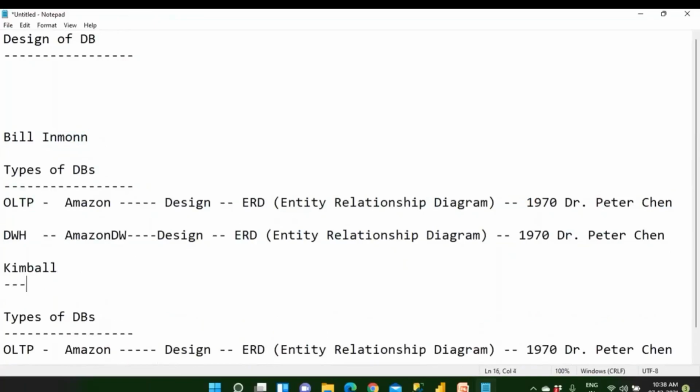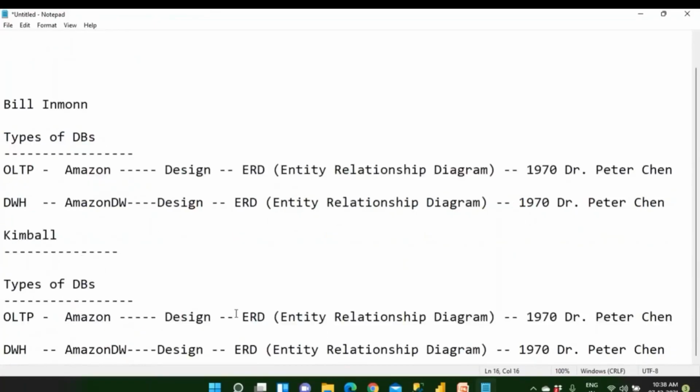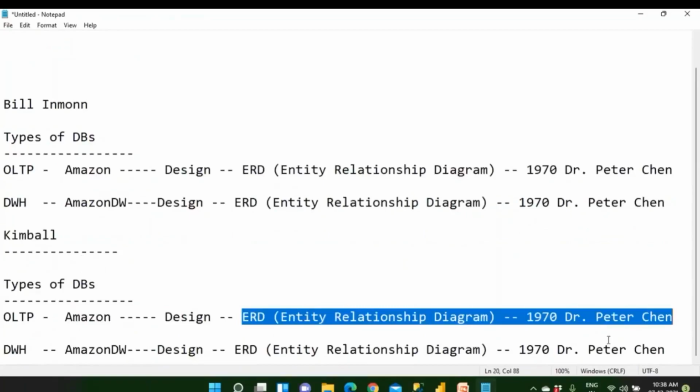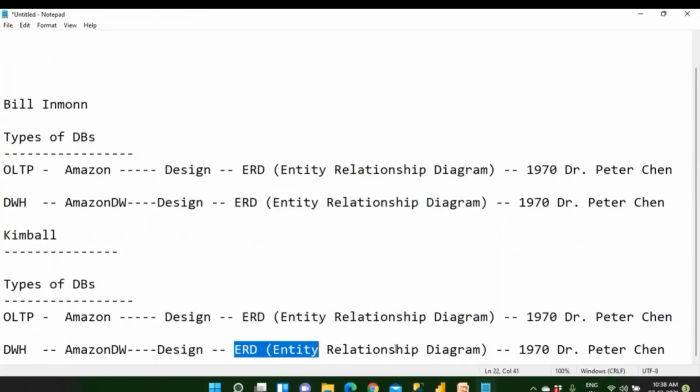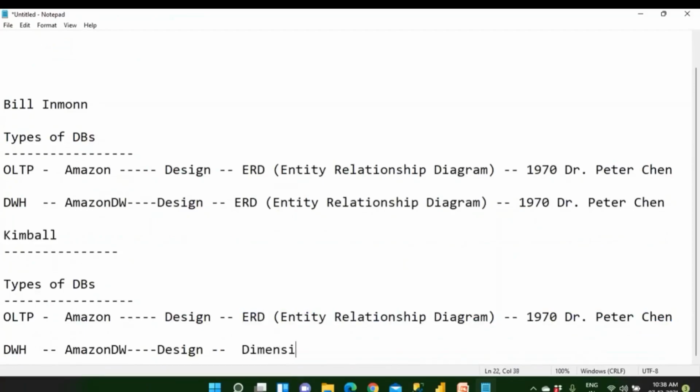Somebody has to design the databases. He says, you design ERD, that is fine, I don't mind, but don't design this. So here we are going to be using the dimension modeling technique.